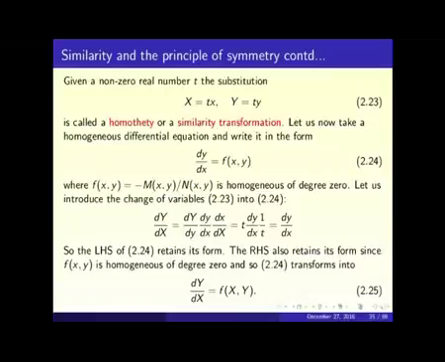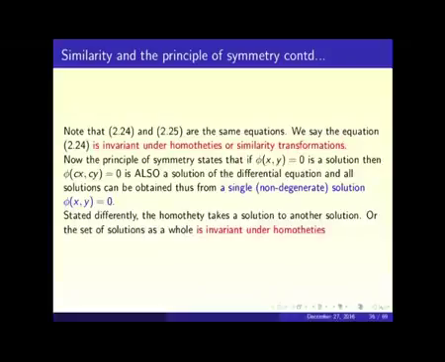So what happens, a new differential equation that you get, 2.25, is the same as the old differential equation 2.24. The differential equations 2.24 and 2.25 are identical. So we say that the differential equation 2.24 is invariant under similarity transformations, or it is invariant under homotheity.